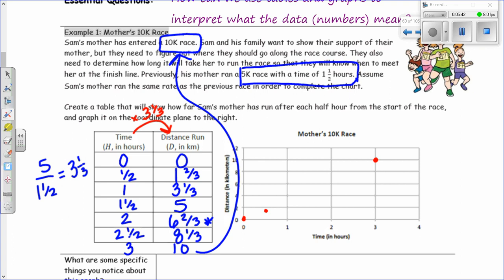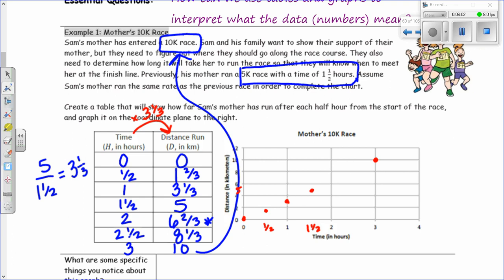Remember, these are not going to be exact. See, this is 1.5, and this is 5 right in between. This is half an hour. Plus, a lot of the numbers are not whole numbers. So yeah, it looks like it is a straight line.